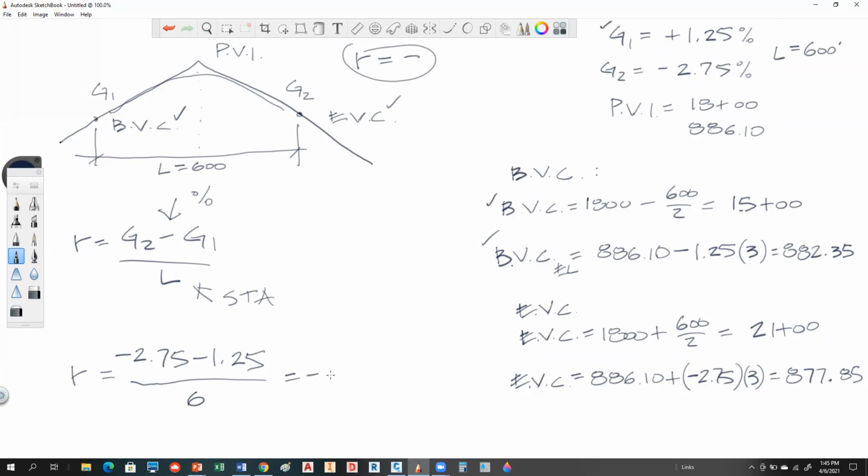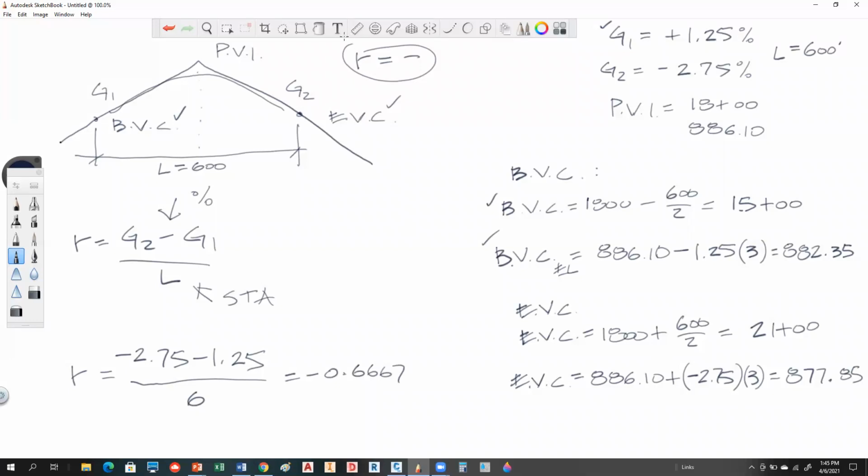I get a negative 0.6667. That is basically the percent rate that this parabola is changing. In other words, if you drew a tangent line along this, it would be changing at a rate of 0.666667% every station you move. So it's essentially telling you you're going to go from a positive 1.25% to a negative 2.75% on the slope of any tangent.